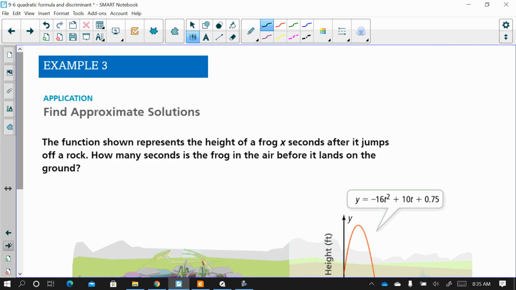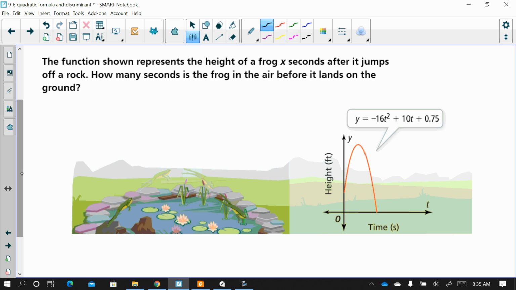Okay, we can use the quadratic formula now to solve word problems. Okay, so let's take a look at this. The function shown represents the height of a frog x seconds after it jumps off a rock. How many seconds is the frog in the air before it lands on the ground? Well, remember, this models the path of the frog. Okay, so he's jumping, jumping, jumping, jumping. Oh, it's starting to come back down, and boom, he hits the ground. Okay, so we need to figure out what this 0 is to see when he hits the ground.